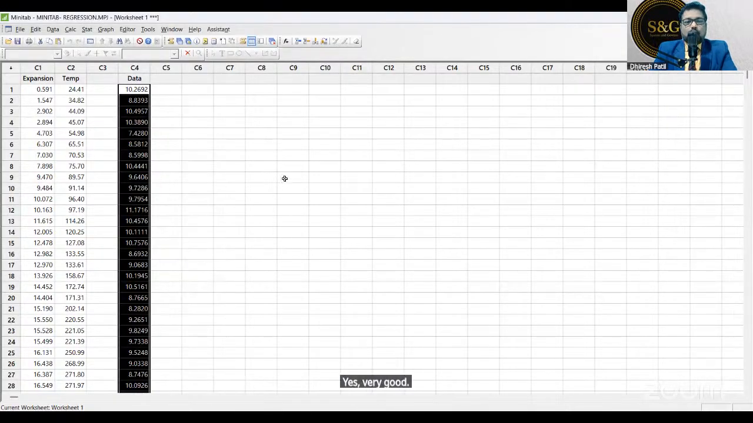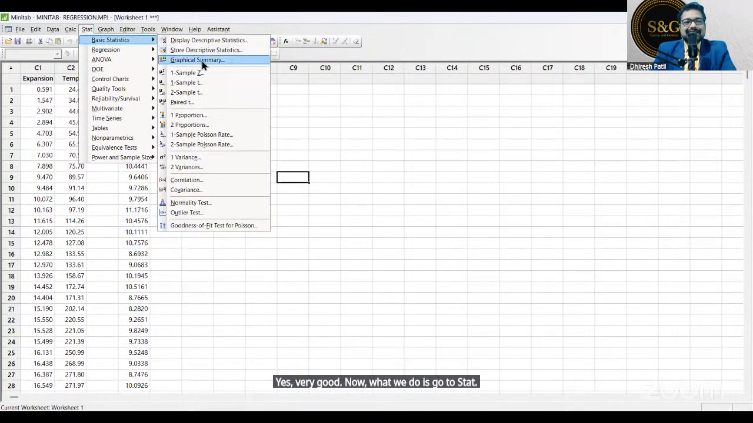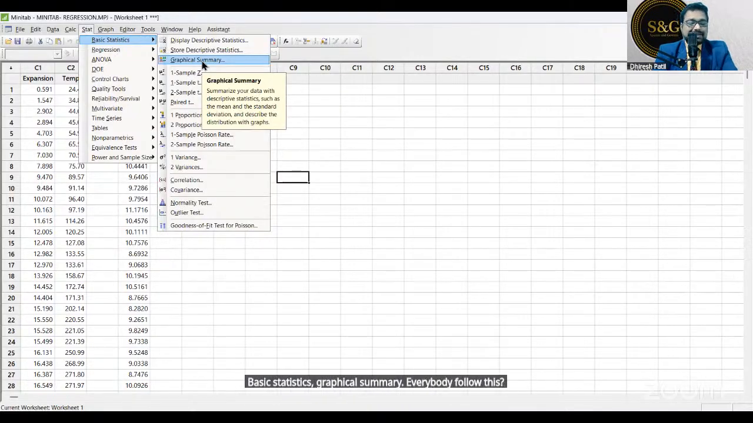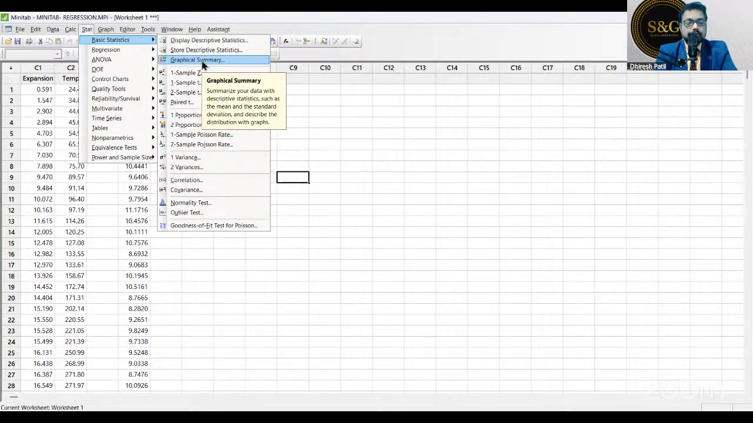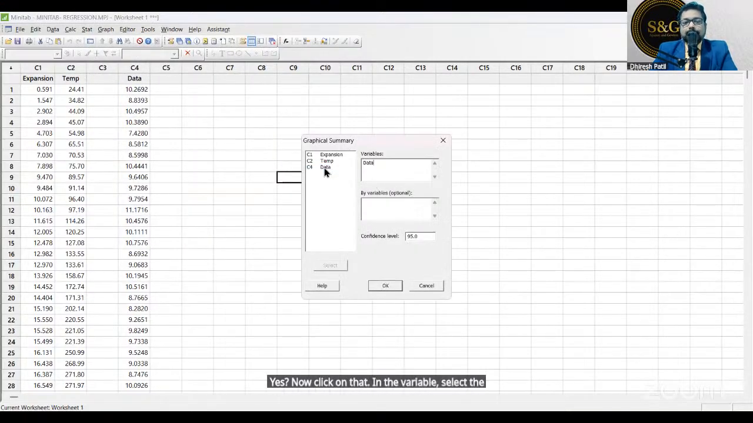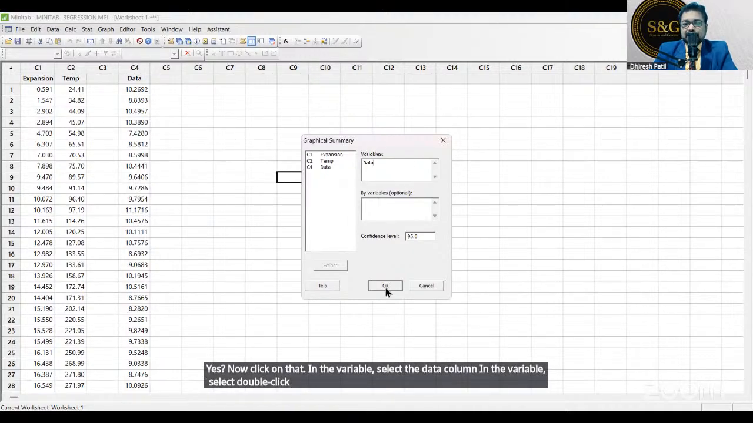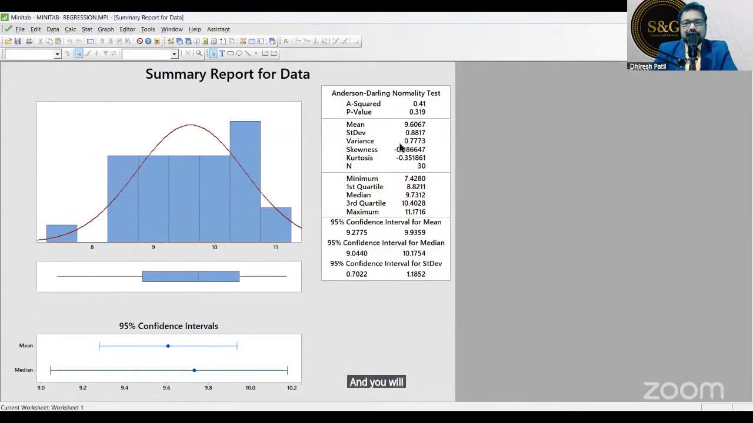Yes, very good. Now what we do is go to Stat, Basic Statistics, Graphical Summary. Everybody follow this? Stat, Basic Statistics, Graphical Summary. Yes. Now click on that. In the variable, select the data column. Double click on data. It will get selected. Just click on OK, and you will get something like this. Everybody got it? Just give me yes in the chat box.